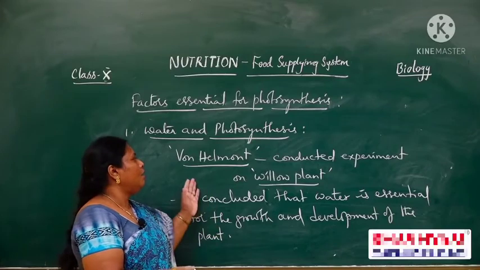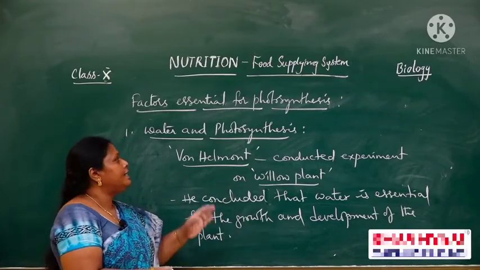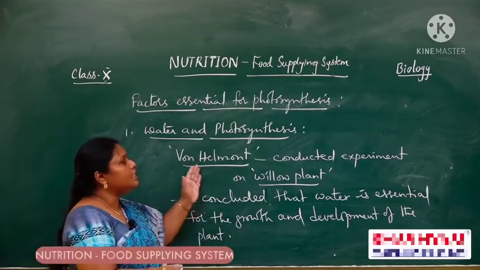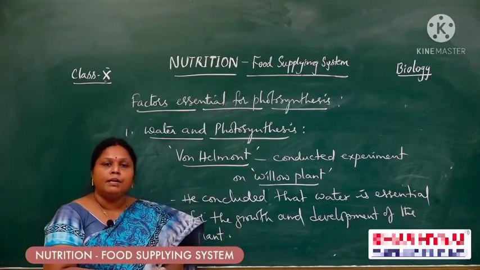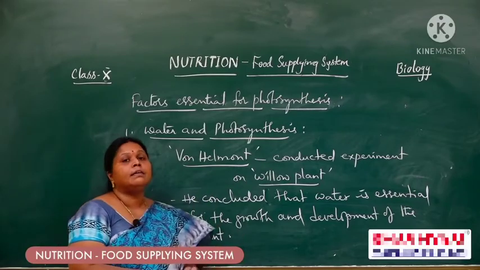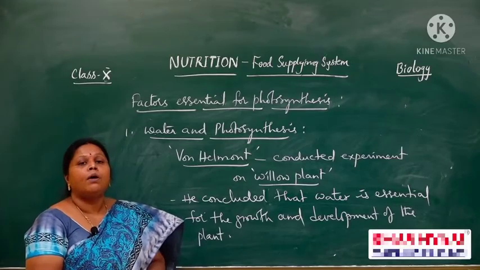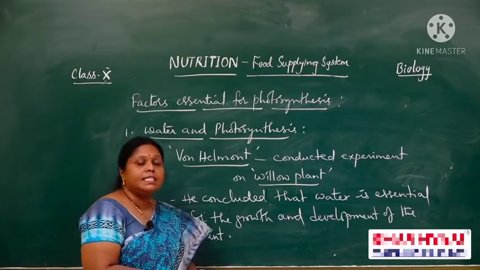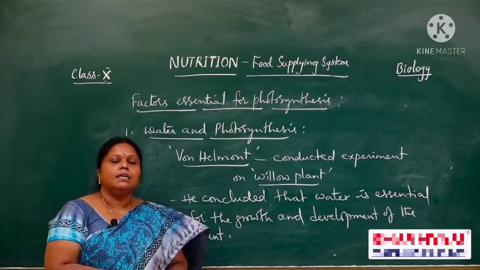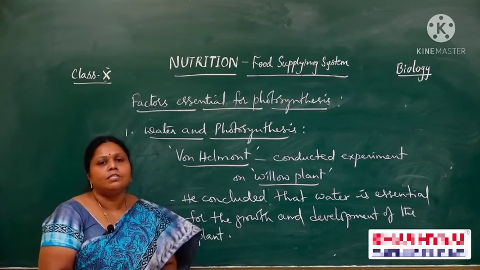So this is how Helmont conducted the experiment on willow plant and said that water is essential for photosynthesis. So this is one of the factors which is very important for photosynthesis. Is it clear, children, how Helmont conducted the experiment and how he observed the increase in the body mass of the plant, and by this he proved that water is essential for photosynthesis. Now let us discuss another factor which is essential for photosynthesis.